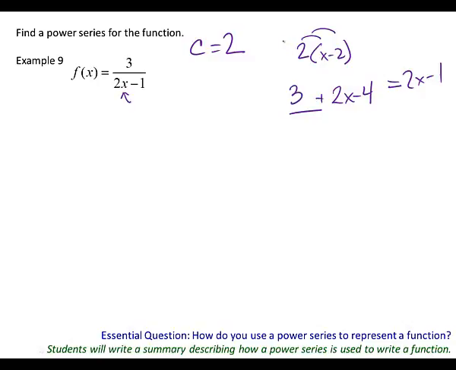Good. So really what I'm adding back in, I want this version of it though. I'm going to do 3 plus the 2 times x minus 2. So I've got 3 over 3 plus 2 times x minus 2 is what I'm subbing in for the 2x minus 1.